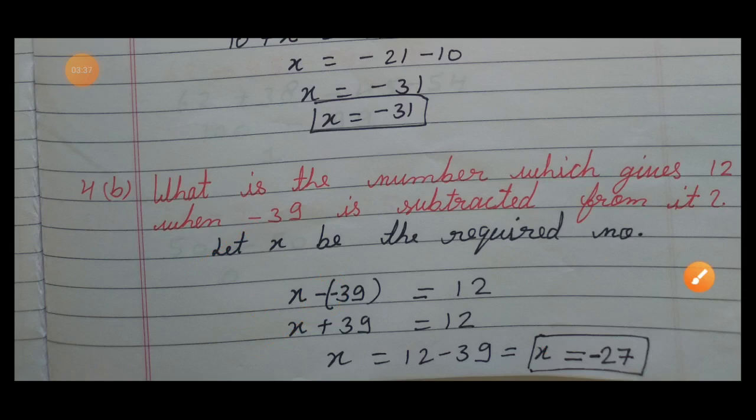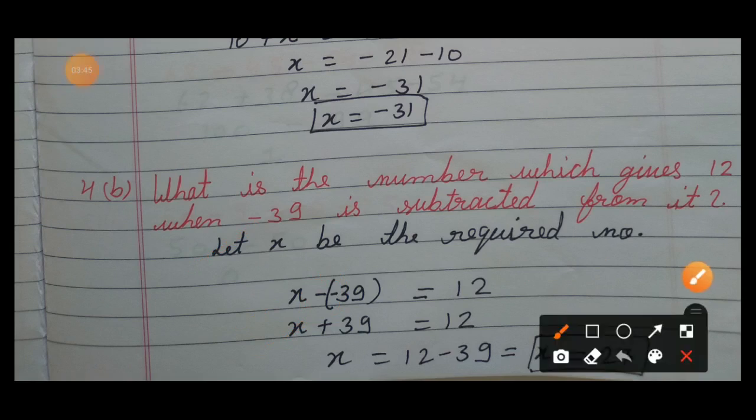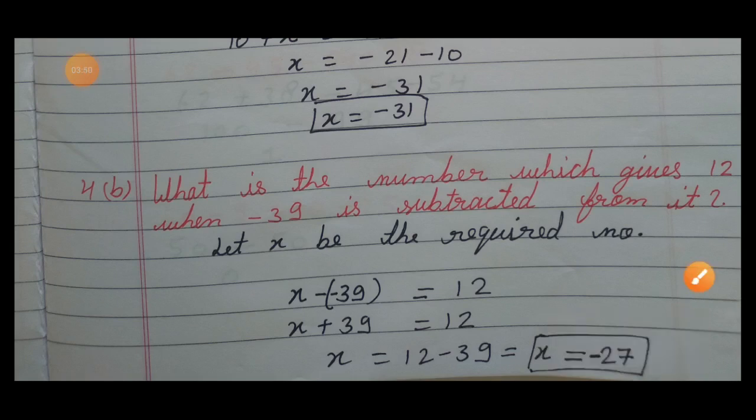Now student, you will take this 39 to the right hand side. It will come with a negative sign. Yes, x is equal to 12 minus 39. On subtraction you are getting minus 27. This is the required value.